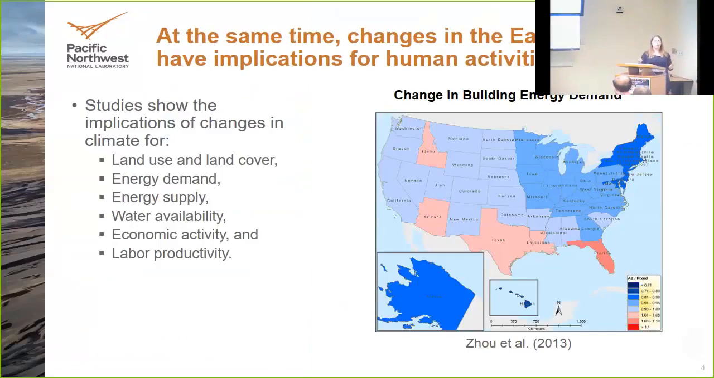As temperatures go up, you use more air conditioning, less heating. The lower latitudes end up with net increases in energy because they're not using that much heating to begin with. As temperatures get warmer, they use more air conditioning. When you look at a different place like Maine, you have a reduction in heating due to climate change, but it still doesn't get quite warm enough for that to be offset by the increase in air conditioning. There are also implications for energy supply, so changes in water availability affect power production. Changes in water availability also affect other things like agriculture and land use. Climate can affect economic activity, including labor productivity and human health. And so as the climate changes, humans change.